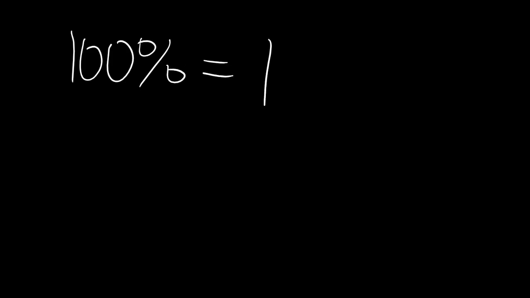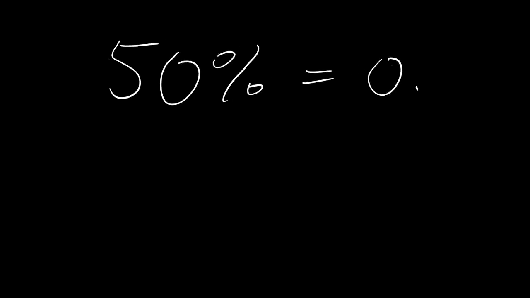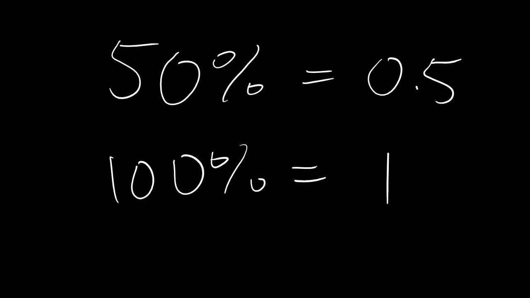So first of all, what's a percent? Percent is basically how much of a portion it is, with 100% being the entire thing. So 100% equals 1. You can write that down in your notes. For example, 50% is half or 0.5, right? Because 100% is 1, then 50% is half of that, which is 0.5.